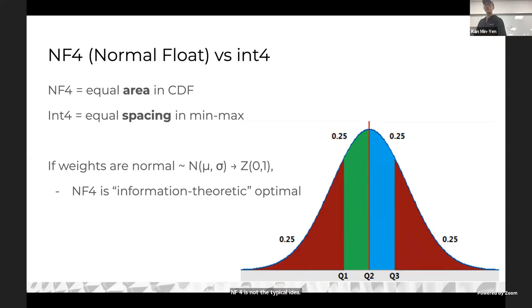NF4 just means that you split the distribution into equally spaced quantiles, quantiles meaning equal area, right? And then you define a value at the center here. So everything here in the red would get mapped to this value, everything in green would get mapped to this value, everything in the blue would get mapped to this value, et cetera, right? So you might still represent an NF4 in INT4. Right? Is that what you're saying? It's just that it's equally spaced so that you compare the range into the right values.